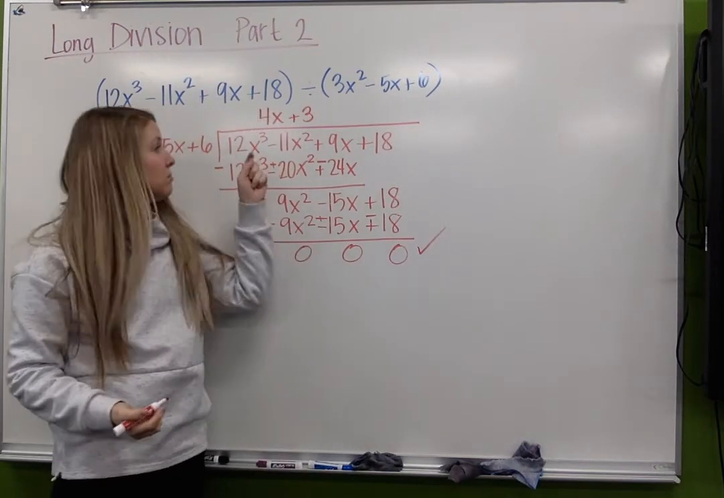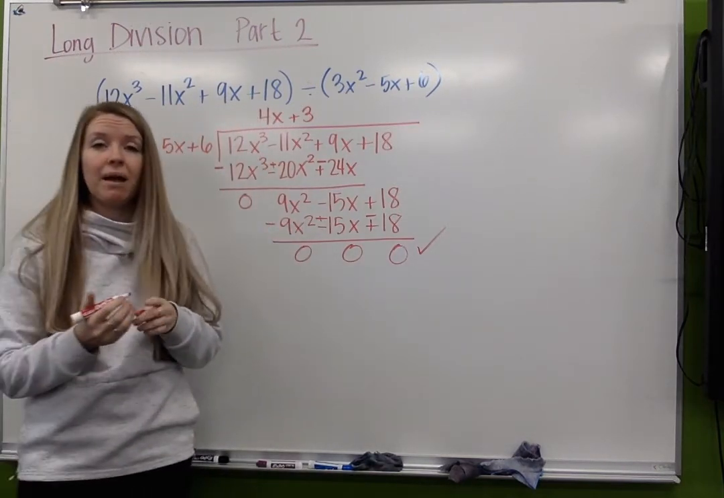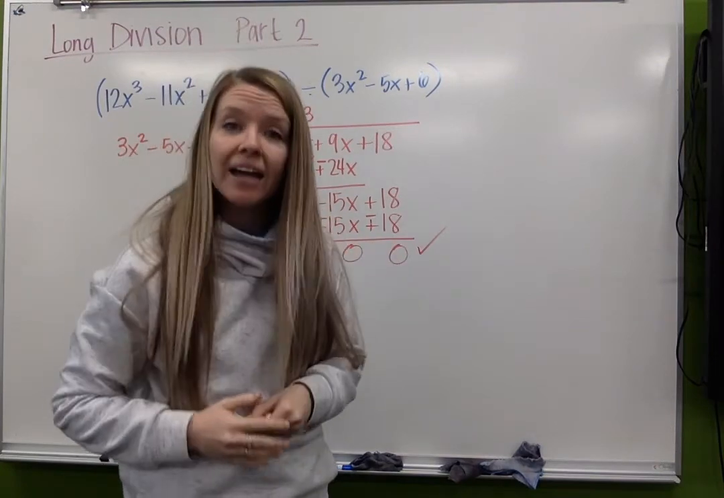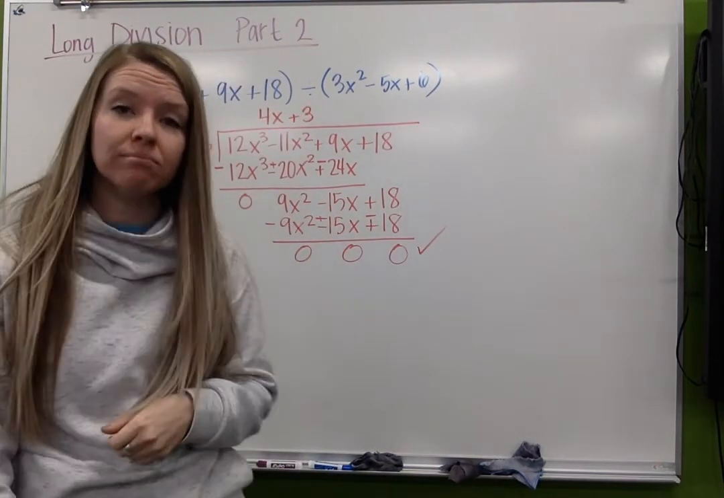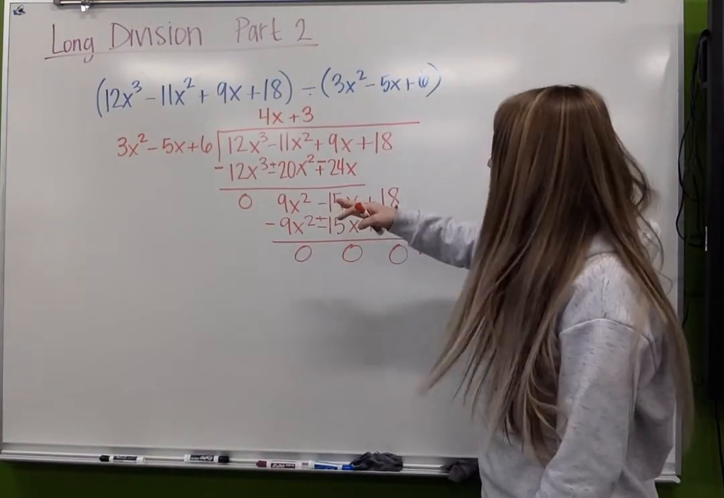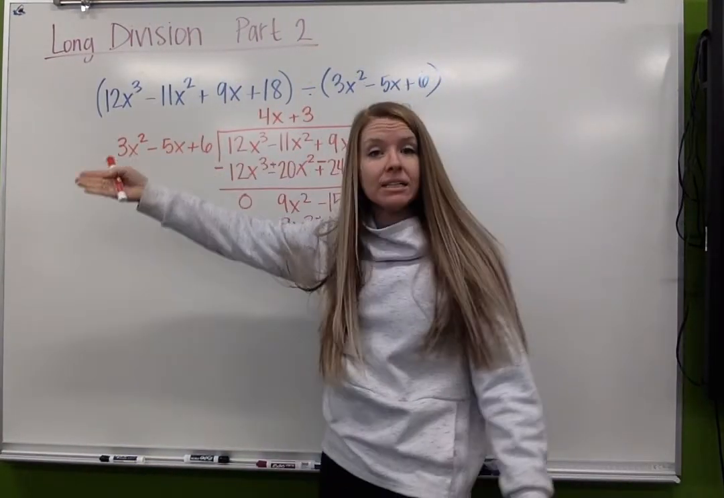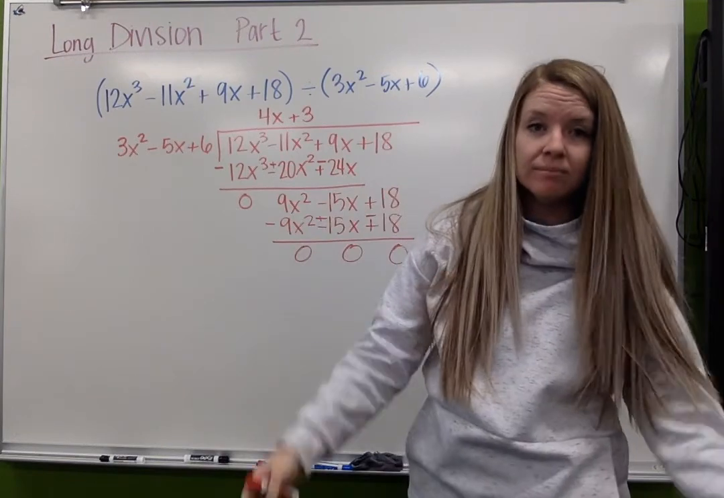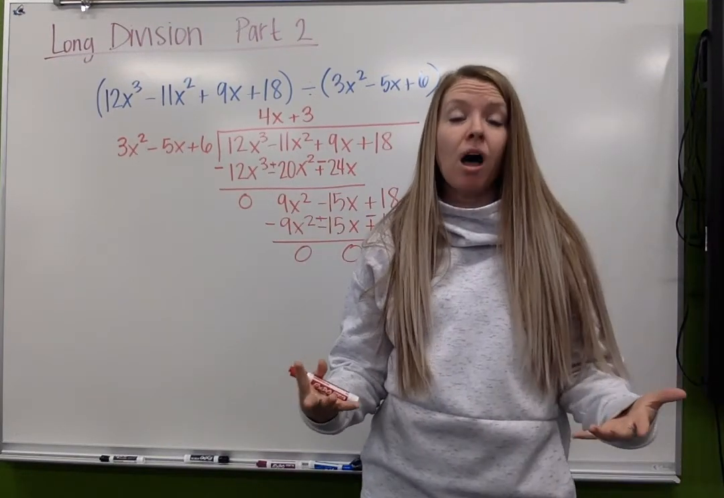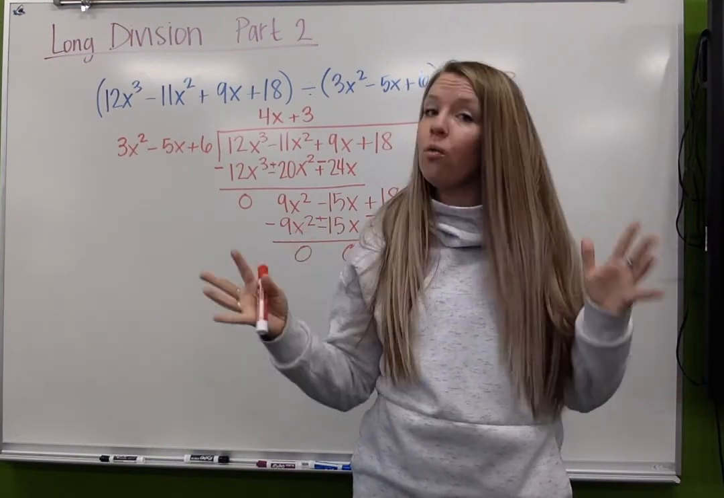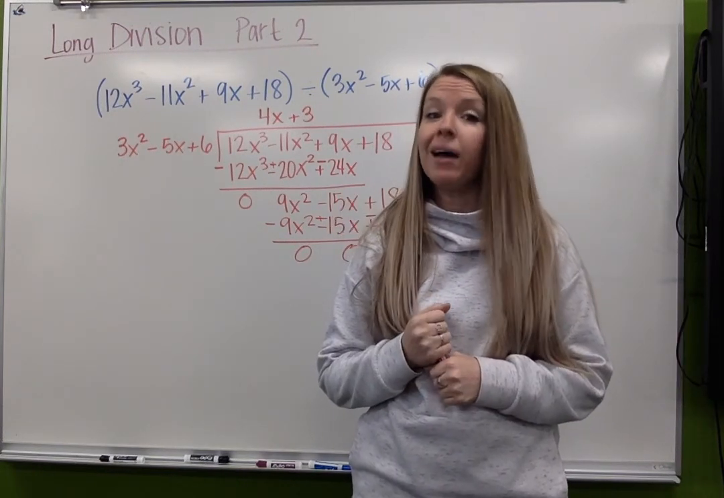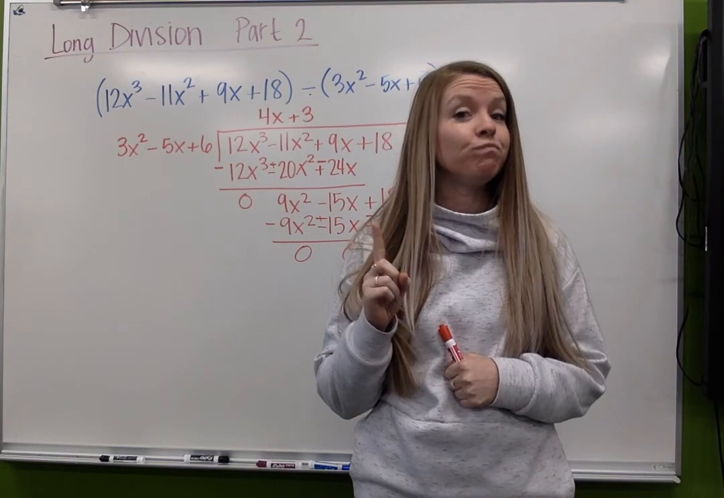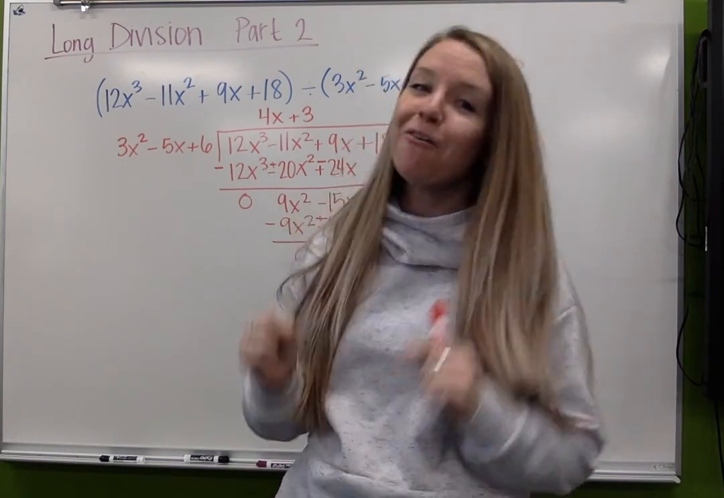No remainder. So our 3x squared minus 5x plus 6 is a factor of our polynomial, as is our 4x plus 3. So here, we're dividing by a quadratic instead of a linear expression. That's the really cool thing about long division. Long division always works. We can always use long division. But is there a shortcut? Check back for our next video and you'll find out.